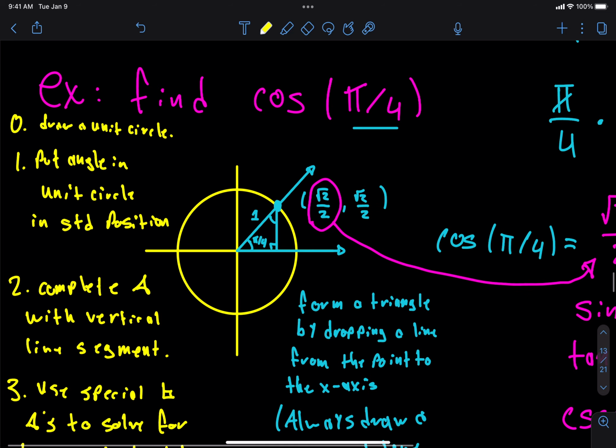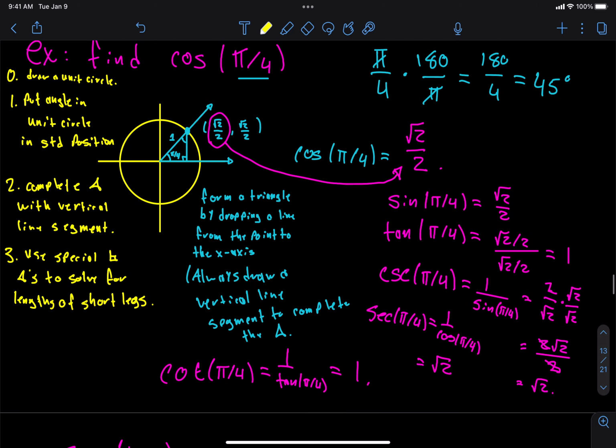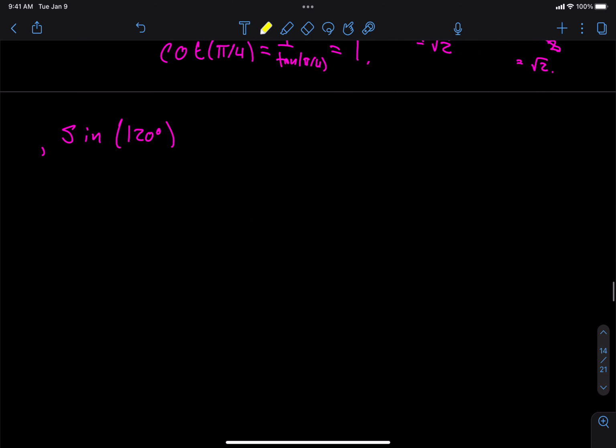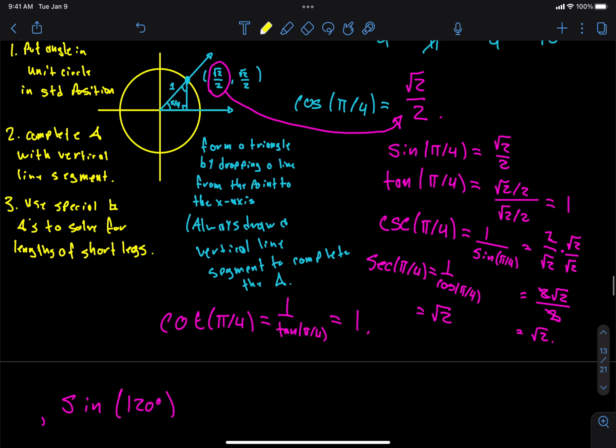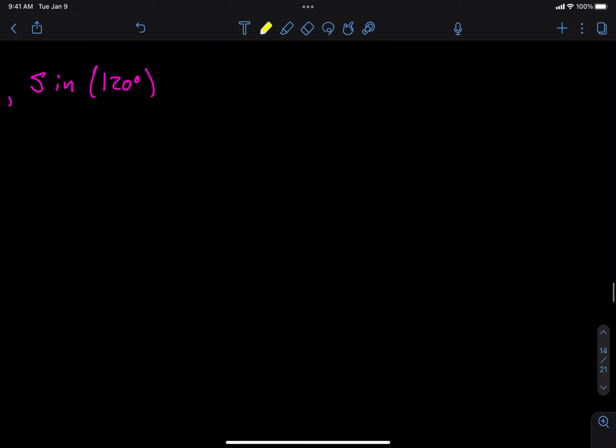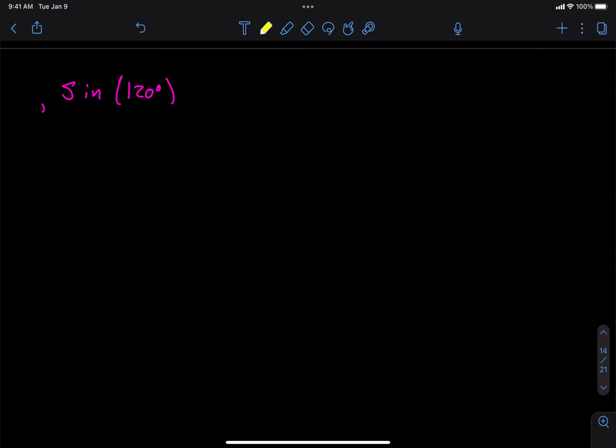If your problem doesn't start with you drawing a unit circle, then I don't know what. You're going to get no presents from me for Christmas. You're going to get math problems for Christmas. We don't want that.